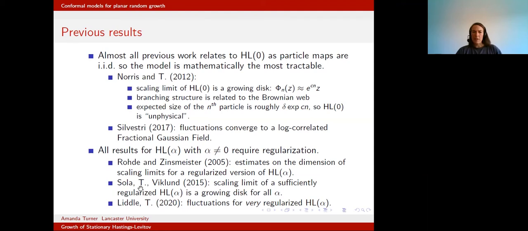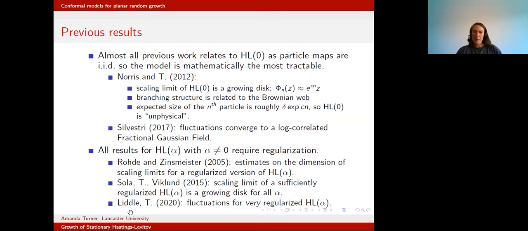In 2015, Alan Sola, Frederick Viklund, and myself got the scaling limit for a sufficiently regularized HL alpha model. In fact, we showed it was a growing disk for all values of alpha. And really what that told us is that if you want to be seeing these sort of fractal types of behavior, you actually can't regularize as much as we did. So the regularized approach needs to be done very, very carefully if you don't want to throw away all the interesting behavior. So that's kind of what that result tells us.